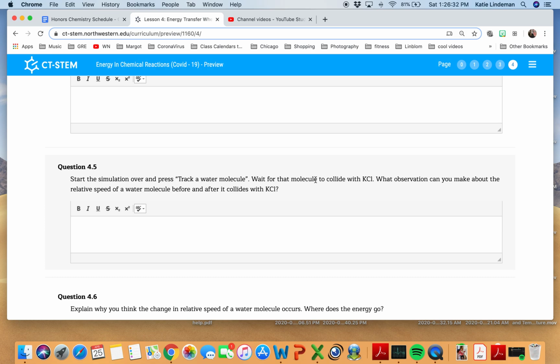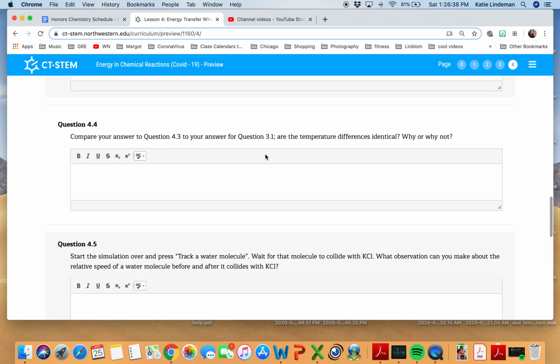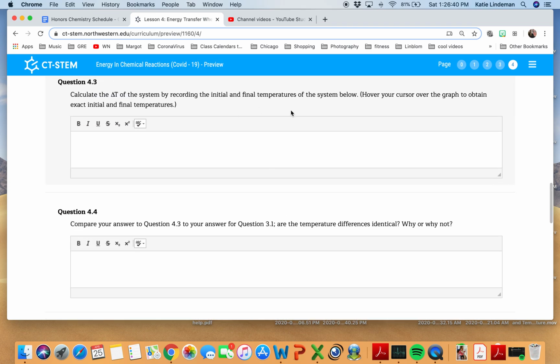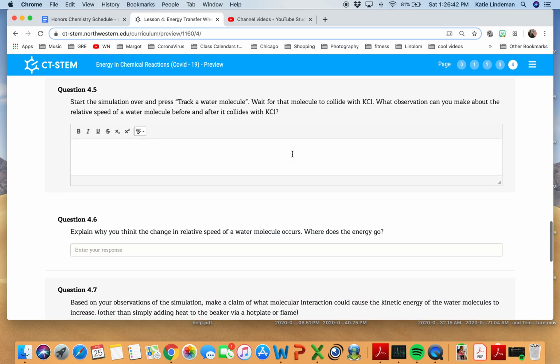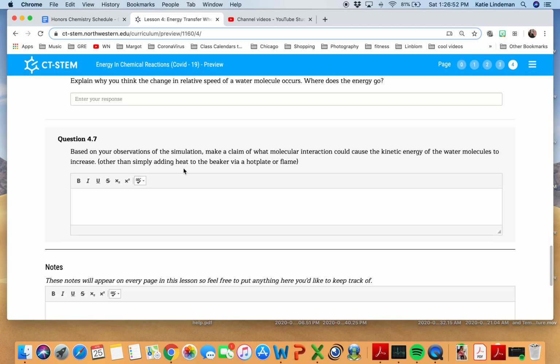And then next one, start the simulation over and press track a water molecule. Wait for the water molecule to collide with potassium chloride. What observation can you make? Okay, so it sounds like we're doing this after we just figure out what the change in the system is, or change in the temperature is. Explain why you think change in relative speed of water molecule occurs. So where is the energy going?